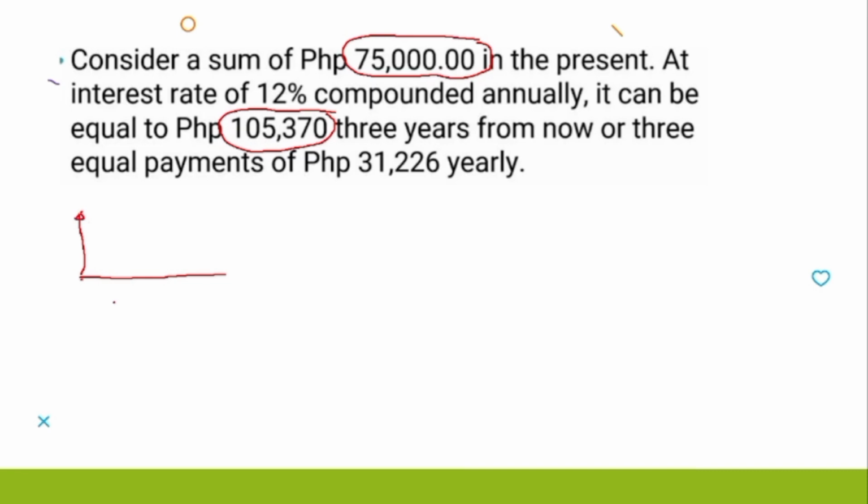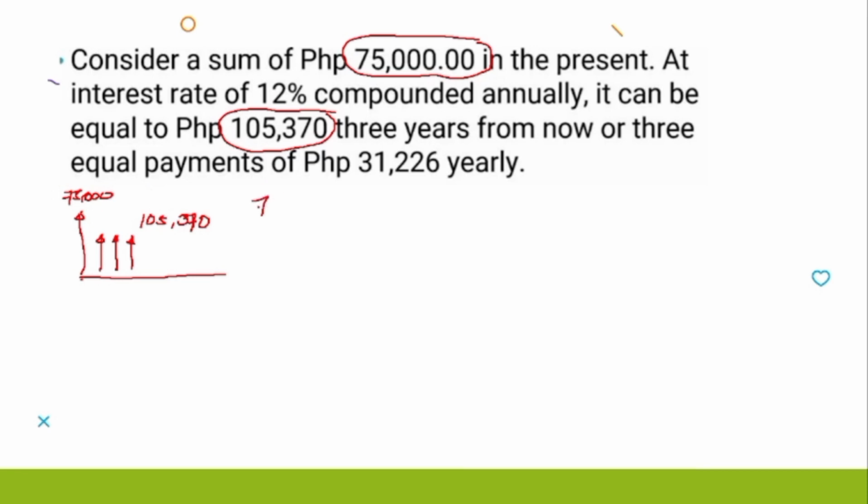So consider that you have 75,000 at present, and you will pay that for 3 years. 1, 2, and 3. So, in 3 years, magiging 105,370 daw yan. Let's say kung magiging 105,370 siya using our equation for compound interest.